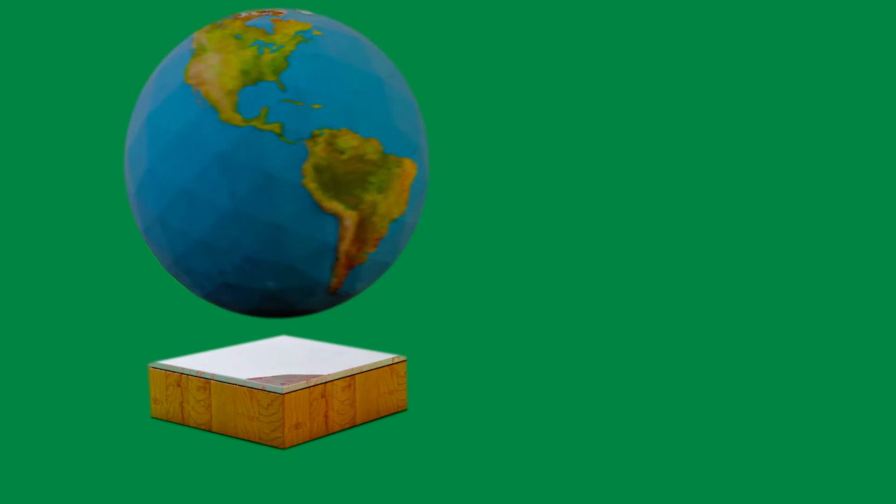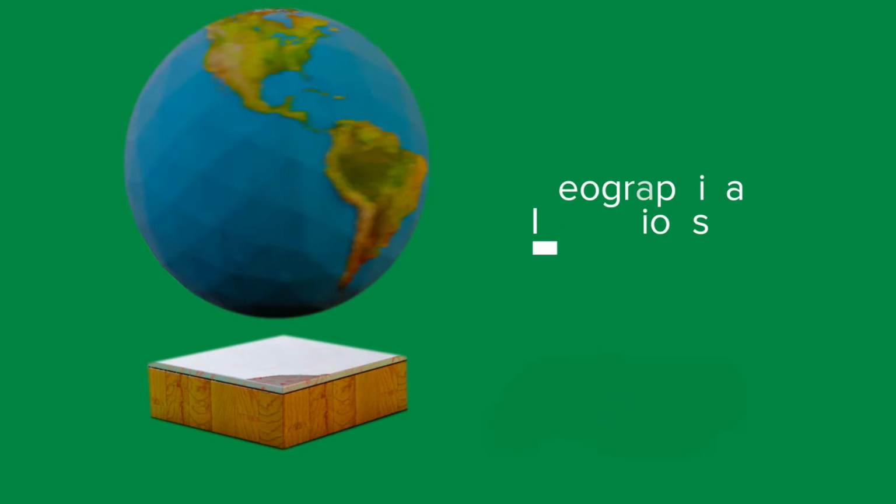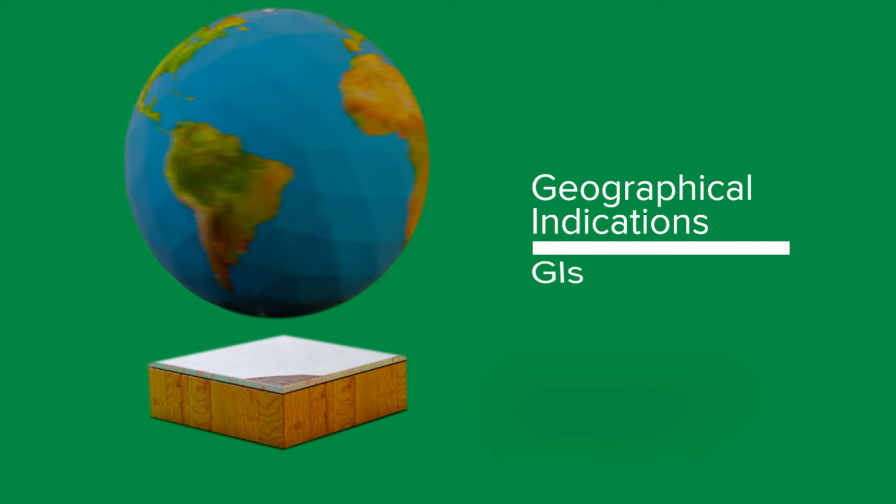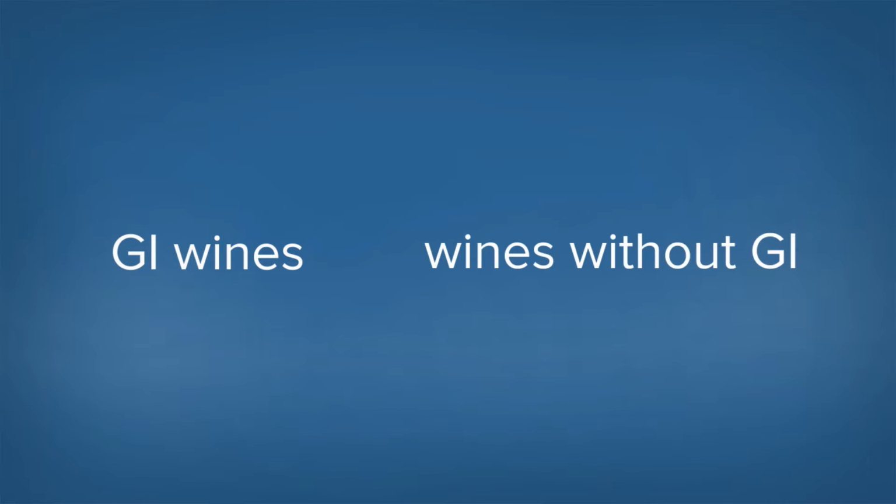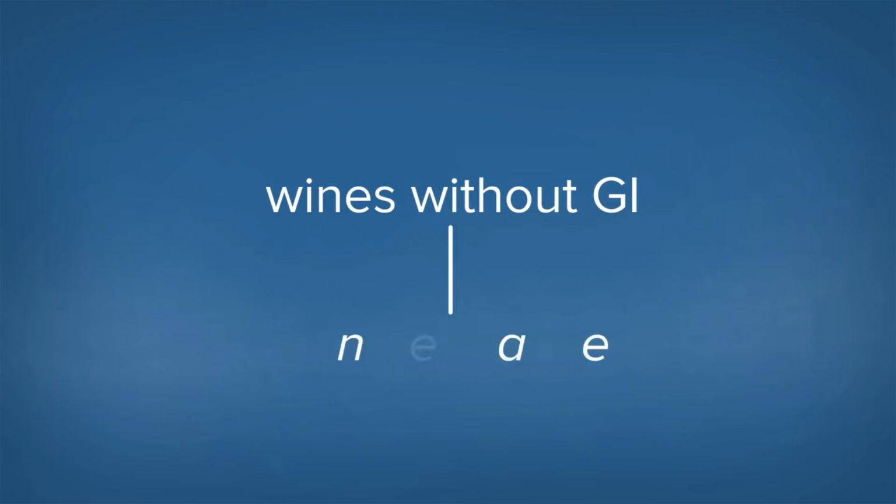You will remember from the video An Introduction to Geographical Indications that wines are divided between those that have a geographical indication, or GI, and those that do not. Wines without a GI are simply labelled with their country of origin. For example, Vin de France.